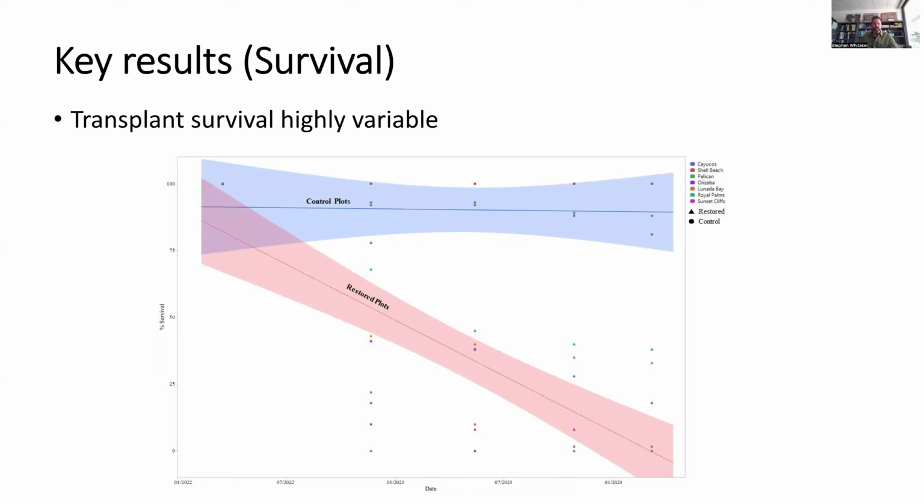What this equated to was about 0 to 45% survival after 1 year. And then after 2 years, that survival dropped down to 0 to 38%.